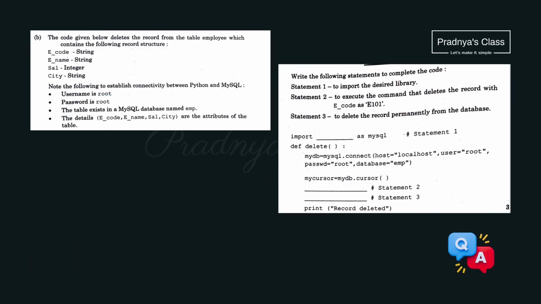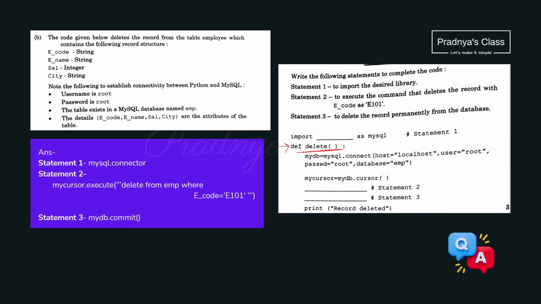I could find one more question of a similar pattern in one of the board papers. I would suggest you solve this question too. In this code there is a user defined function to delete the record, but no need to worry, the steps will be the same. I trust you can solve this question very easily. If you want, you can cross check your answers. Write the table name correctly. Here the table name is employee, not EMP.